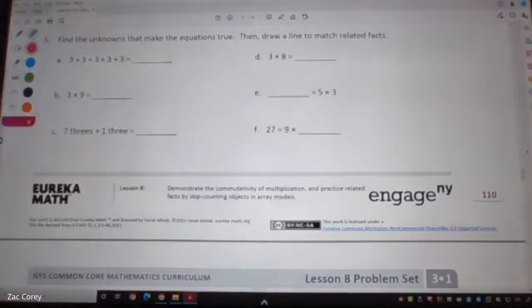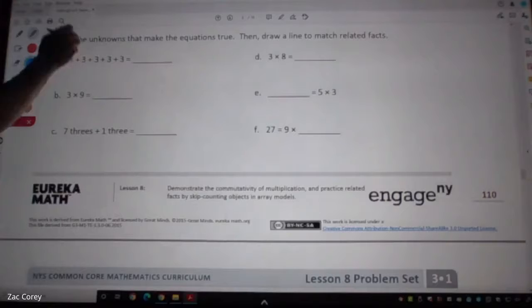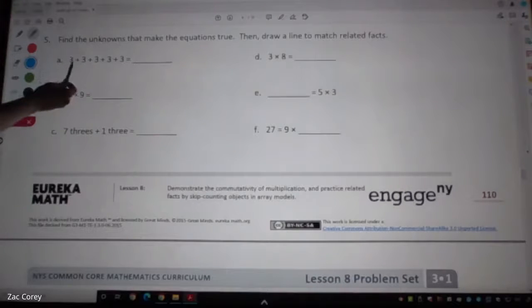All right. Letter A says 3 plus 3 plus 3 plus 3 plus 3. Oh, I missed the part. Then it says, then draw a line to match the related facts. So let's see. What is 3 plus 3 plus 3 plus 3 plus 3? Well, let's figure it out. 3 plus 3 equals 6, 9, 12, 15.